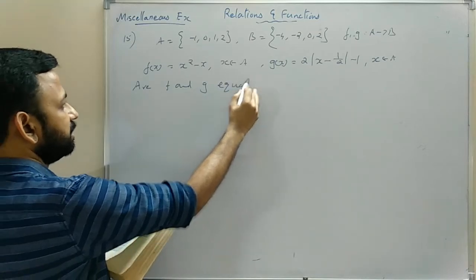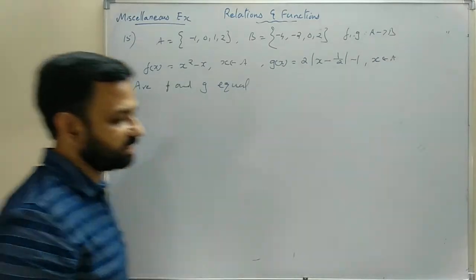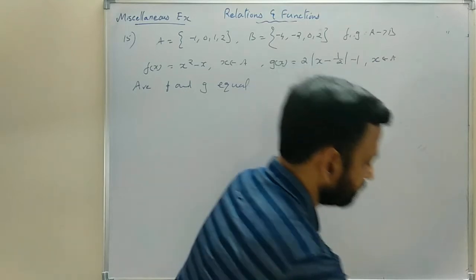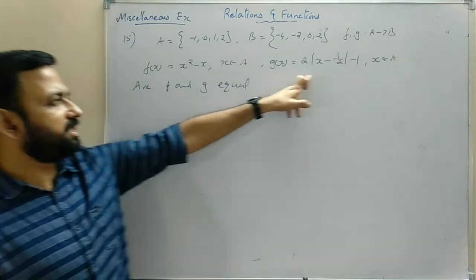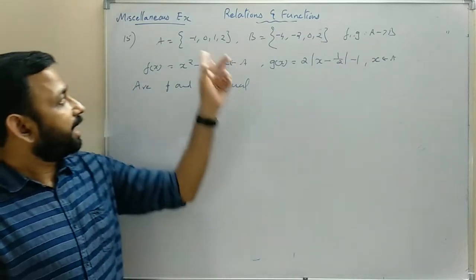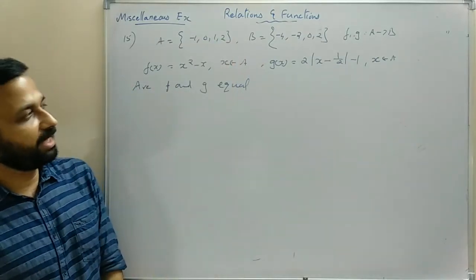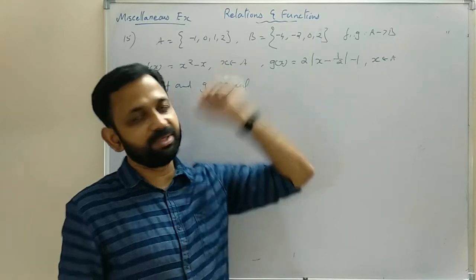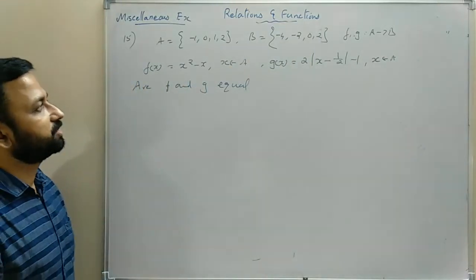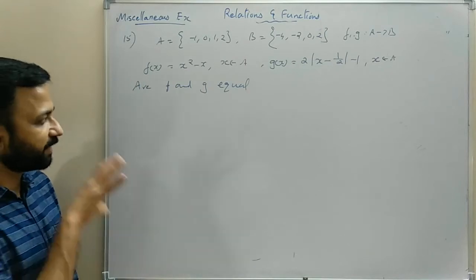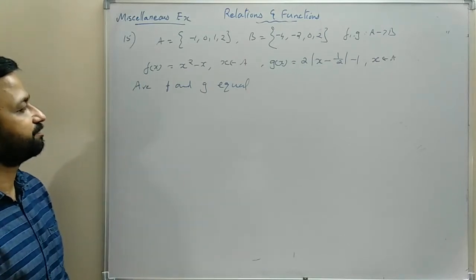So that is our question. We need to check whether f and g are equal. Here f(x) is given, g(x) is given, and A and B are also given. F and g are functions from A to B. Then we have to check whether f and g are equal. So first we have to find the function f and the function g.